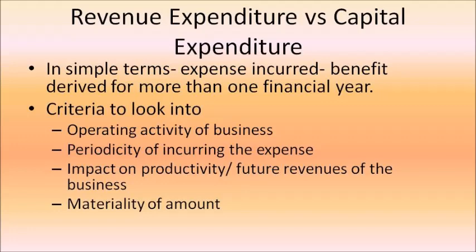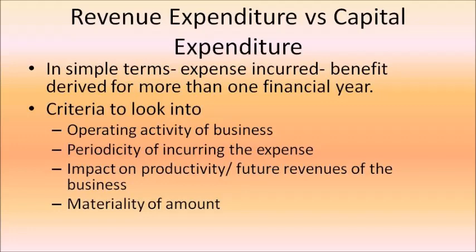There are four major criteria which we need to look into in order to distinguish between revenue and capital expenditure. The first is the operating activity of the business. I'll explain each of these with some examples. So the first criterion is the operating activity of the business, that is, the activity in which the entity is involved.